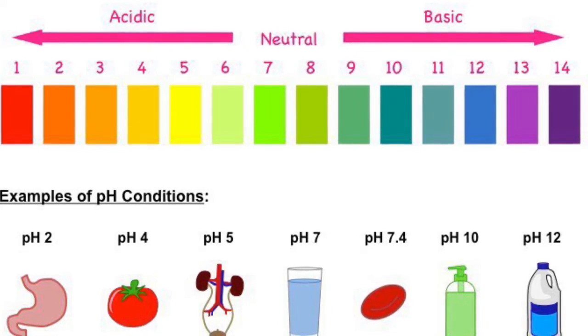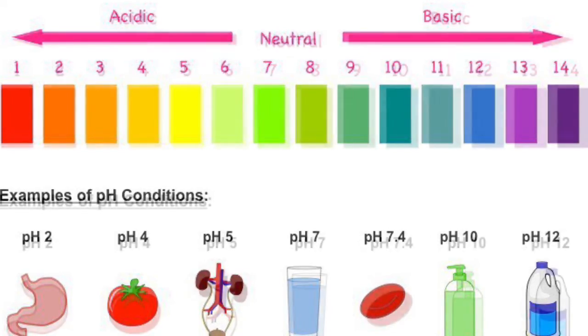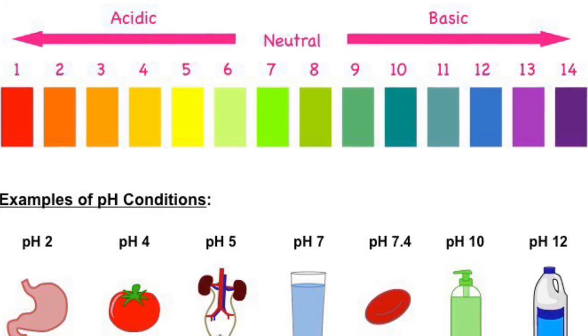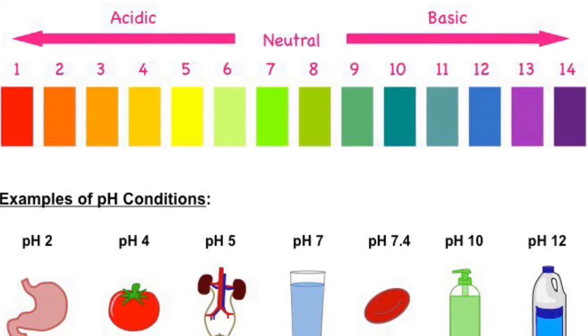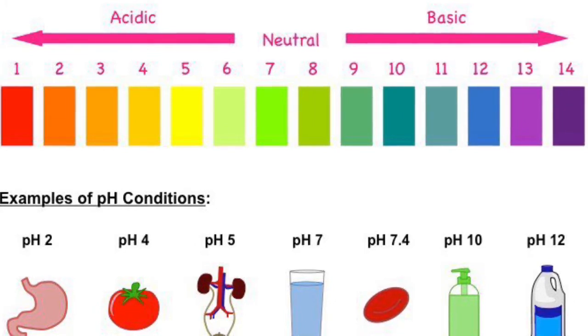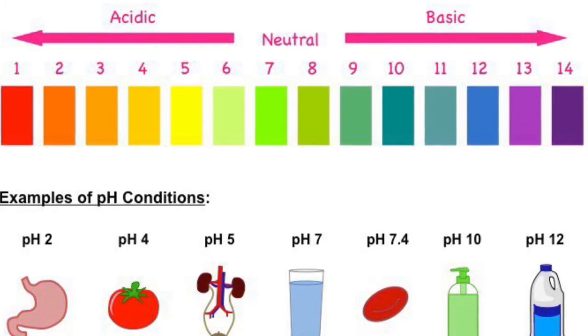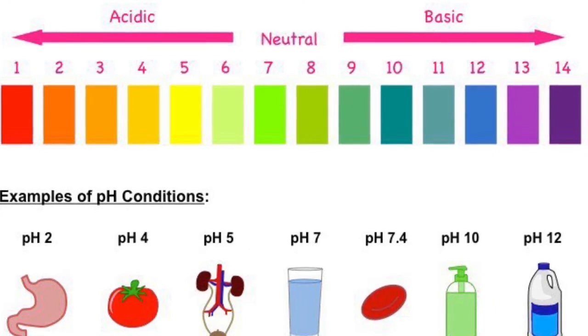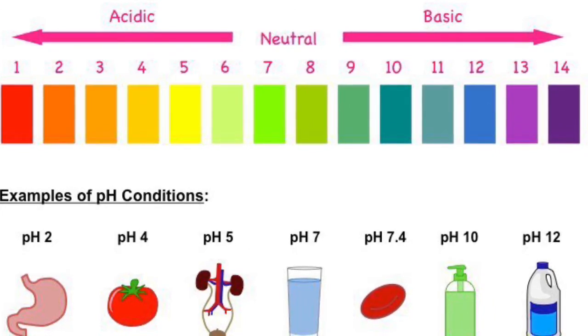Human blood has a pH of 7.4. When we move down the scale from 7 to 1, those indicate the acids. And you can see from the examples at the bottom that your stomach acid has a pH of 2, which means it's very acidic, but this helps in the digestion of your food.